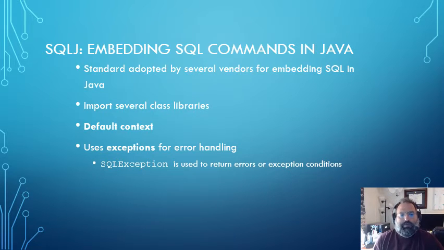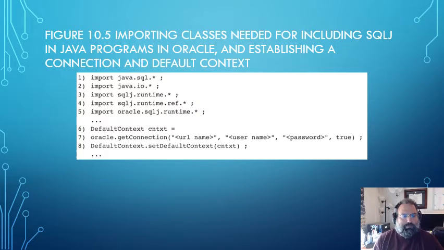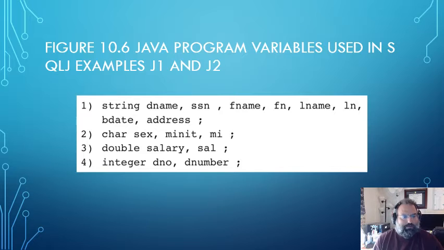Another approach is to use embedded SQL commands inside of Java, with standard adoption by several vendors for embedding SQL in Java. You import several class libraries, set a default context, and use an exception for error handling. SQLException is used to return exception conditions. Figure 10.5 shows the classes that are being used and an approach of using it at runtime. Figure 10.6 is a Java program with variables used in an SQLJ example, J1 and J2.